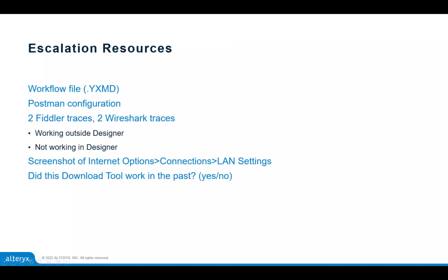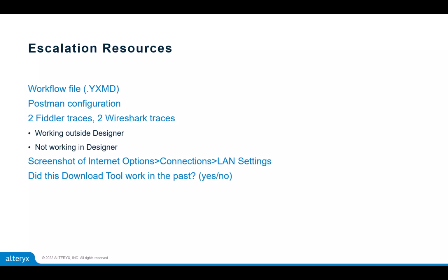So finally, that leaves us with escalation resources, of course. If you go through all these steps and you're still having trouble figuring out why you can't get a request working in the download tool, that's of course totally fine. Please reach out to the E3 team. Now, please make sure you bring all these necessary resources so that we can be most efficient about this. What we want is the workflow file, or just something that shows the full configuration of the download tool. Similarly, we want something that shows the Postman configuration. Everything's on one screen in Postman, so a screenshot should do.